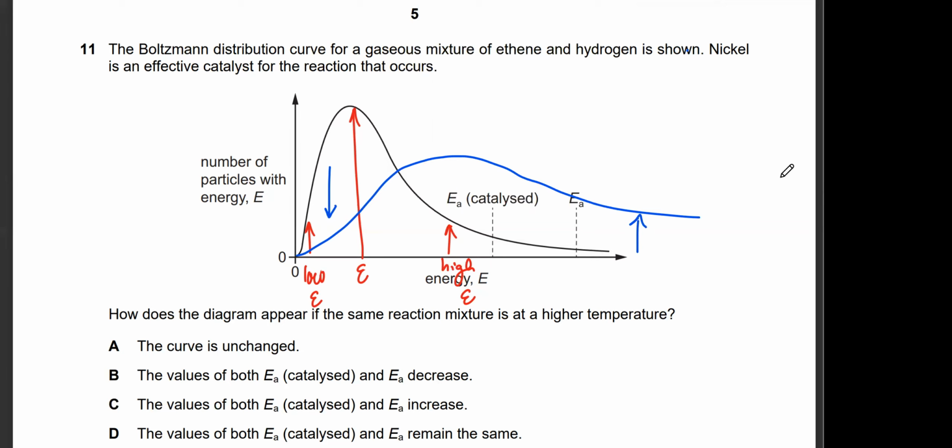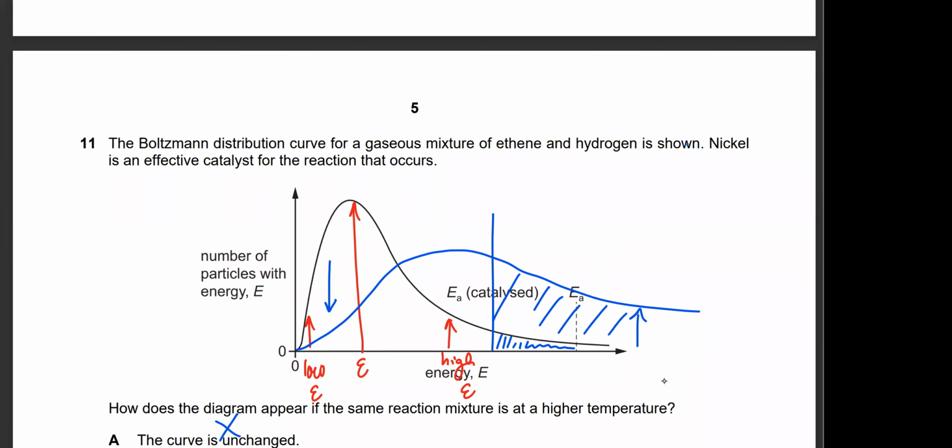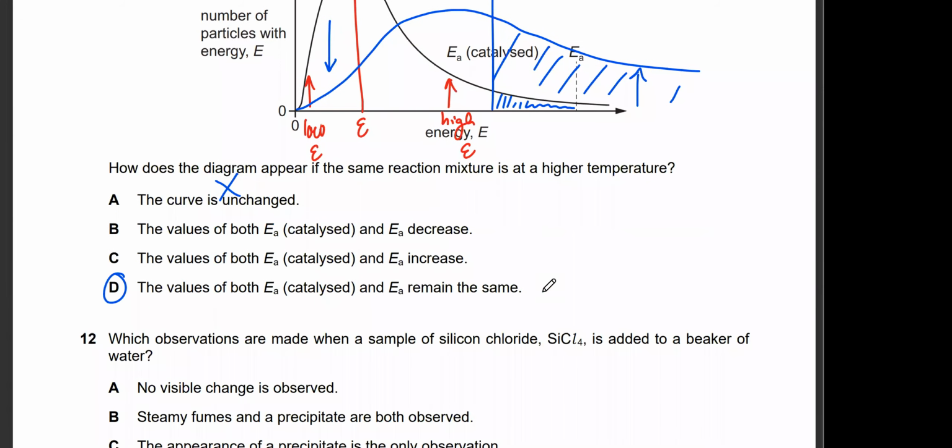EA ko kuch hoga, would anything happen to EA? The values. No. So the value of both EA catalyzed and, I mean, pehla to galat hai. The first one is wrong. So D is the answer. The whole question was about EA. The activation energy would remain exactly the same. The reaction is going to be faster because pehle number of particles having energy greater or equal to activation energy was lesser. But if you increase temperature, now you've got a lot more particles having energy that is greater than the activation energy. So the reaction is faster now.